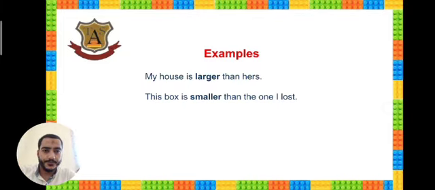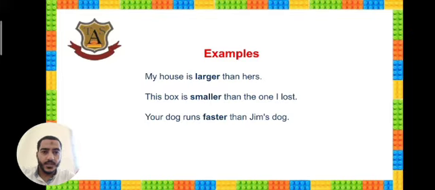Okay, next. Your dog runs faster than Jim's dog. The adjective here is faster. Fast becomes faster. It has one syllable, one vowel, so we just added er to the adjective. Your dog runs faster than Jim's dog.